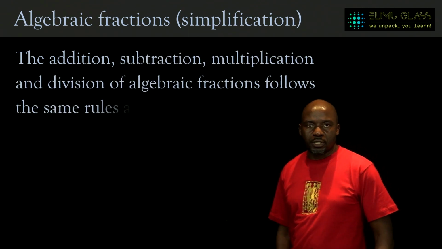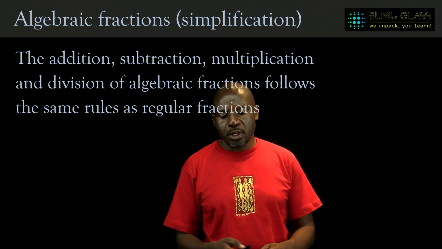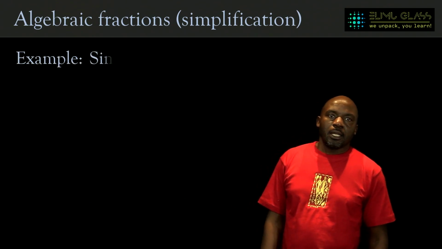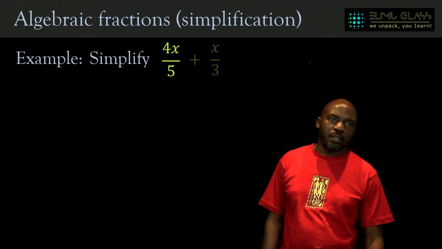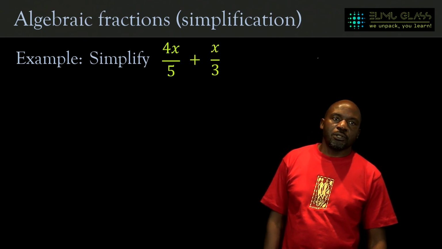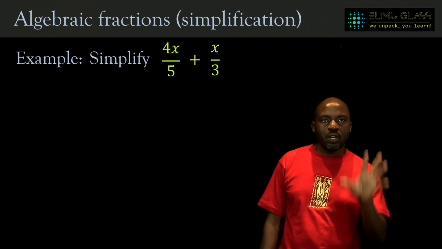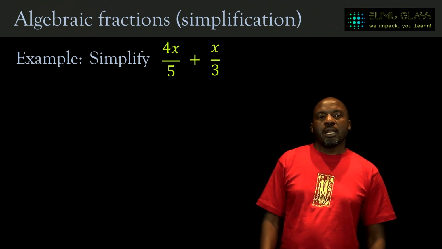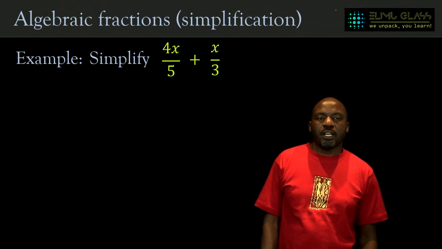The addition, subtraction, and multiplication, as well as division of algebraic fractions, follow the same rules that we use with normal fractions. What do we mean? If we wanted to add two fractions, so 4x over 5 is an algebraic fraction, and we wanted to add that to x over 3, which is another algebraic fraction. So this is simplification of an algebraic fraction. Can we combine them so that they are under one denominator? The answer is yes. Of course, these are unlike fractions because the denominators are not the same.